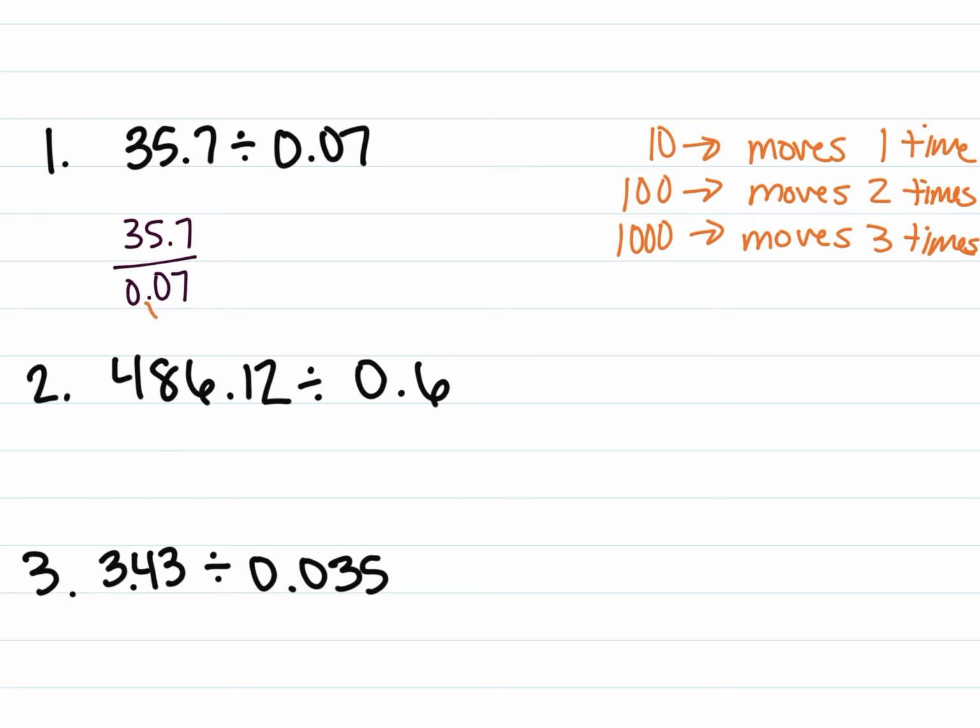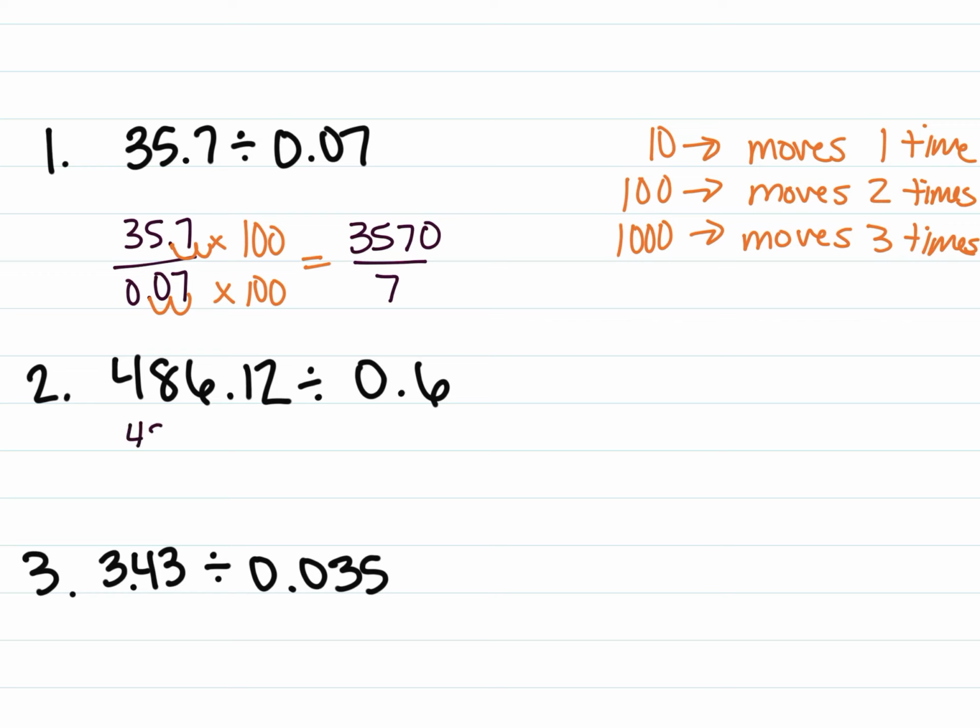So to get rid of the decimal in the bottom, we would need to move it 2 place values. And to move 2 place values, we need to multiply by 100. That moves it 2 decimal places in the top, so we go from 35.7, and then we have an empty space there, which gets an extra 0. And then on the bottom, we've moved it 2 place values, so we just have a 7.